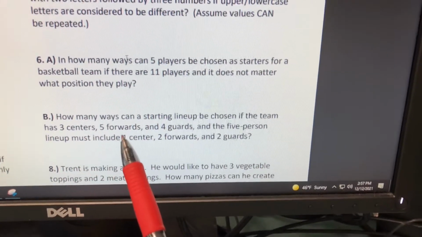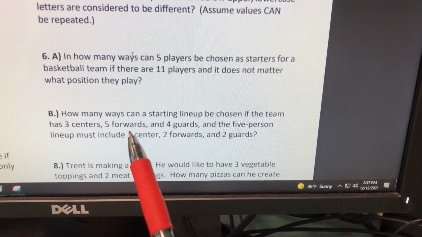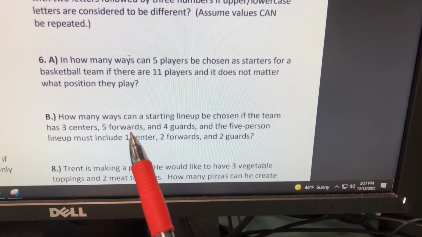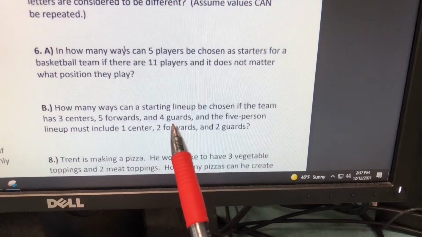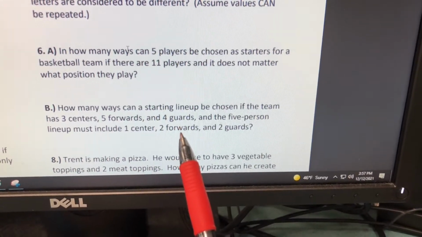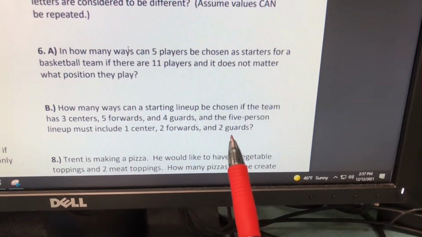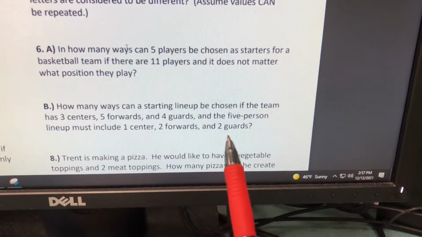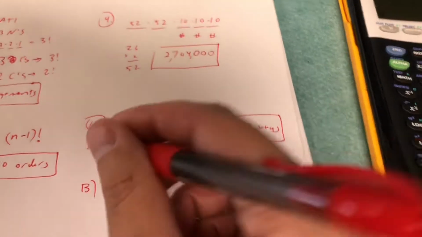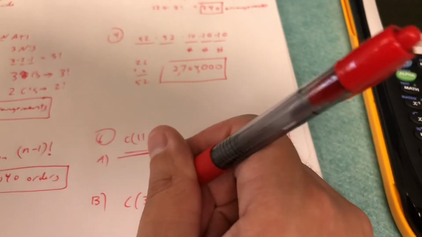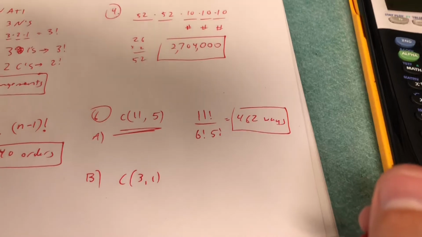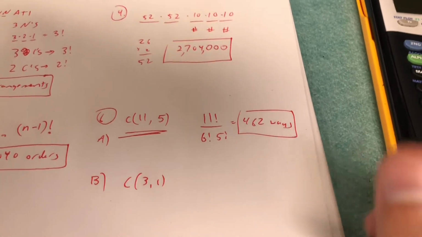And 2 of the 5 forwards means we're going to be multiplying by that amount, fundamental counting principle, and we're going to be choosing 2 of the guards. And again, since it doesn't specify that there are different types of forwards or guards, we don't care about the order within that group of forwards or within that group of guards, which means it's going to be a combination. So technically, we have 3 centers. We want to pick 1 of them. We don't care about the order. That's a combination of 3 choose 1.